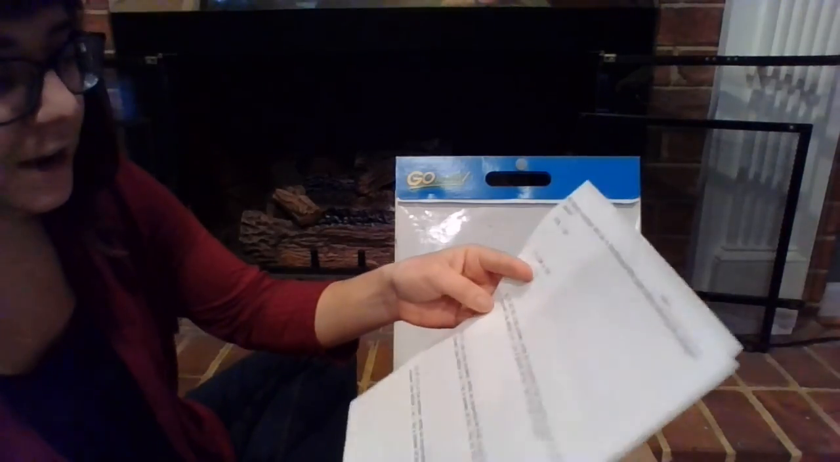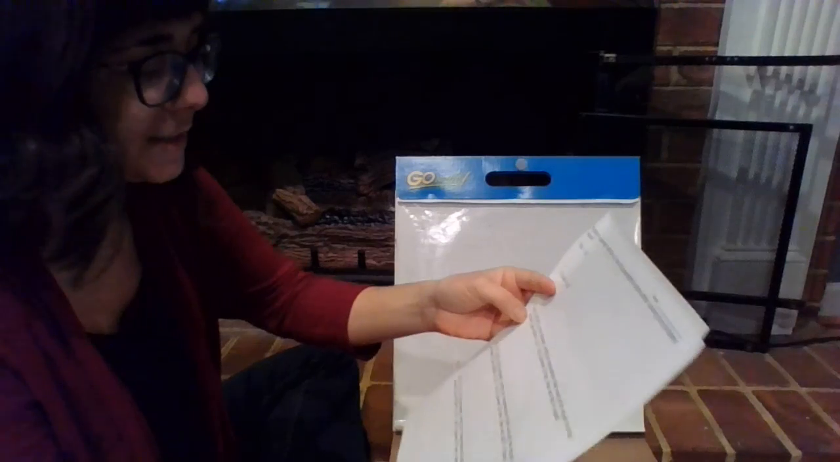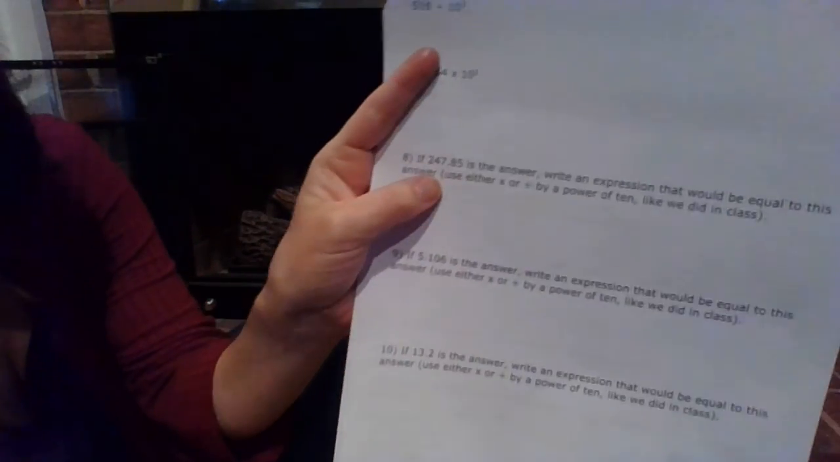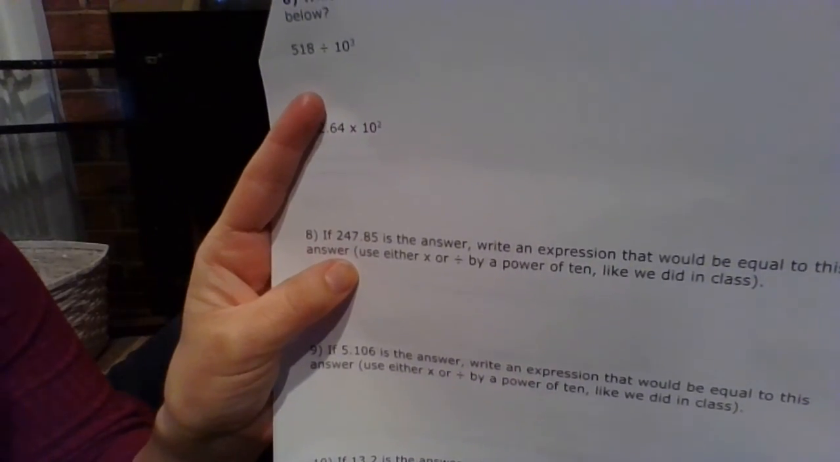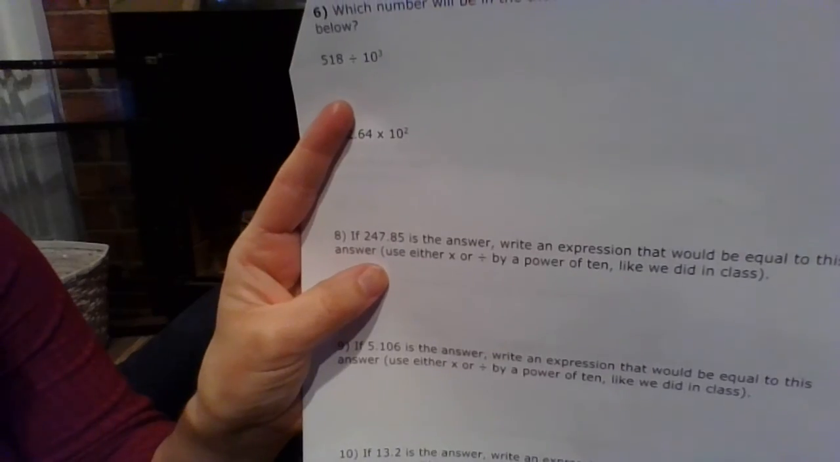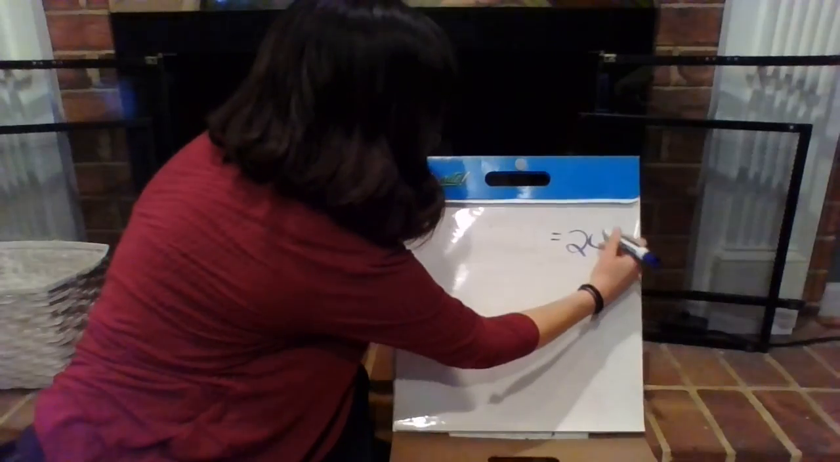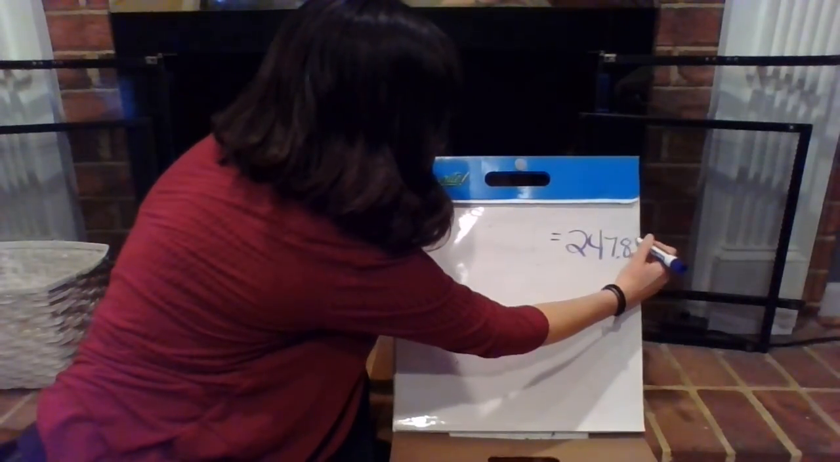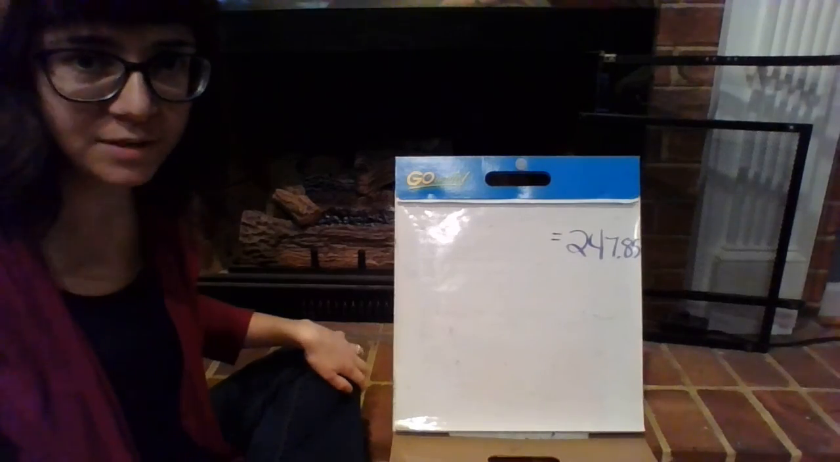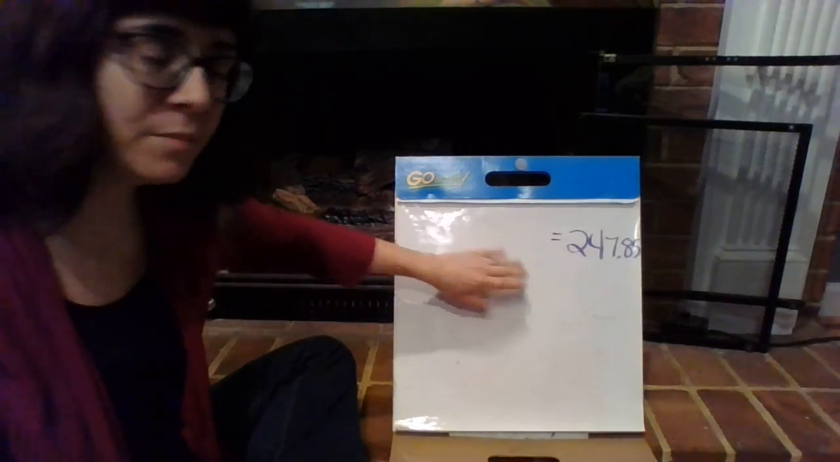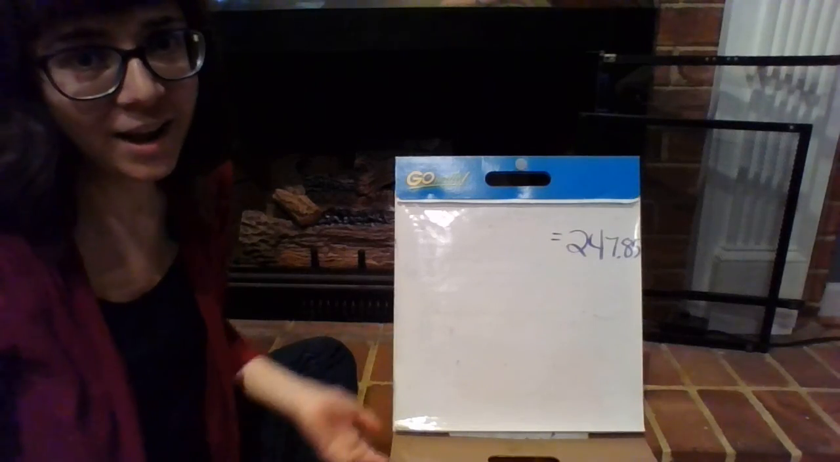All right. The next few are actually kind of like create your own, so you can sort of practice this. It says if 247 8500ths is the answer, write an expression that would be equal to this answer. Use either multiply or divide by a power of 10, like we did in class. So if I know that the answer is 247 8500ths, you can pause the video and try to make up your own problem that would equal this, and then see what I came up with after.